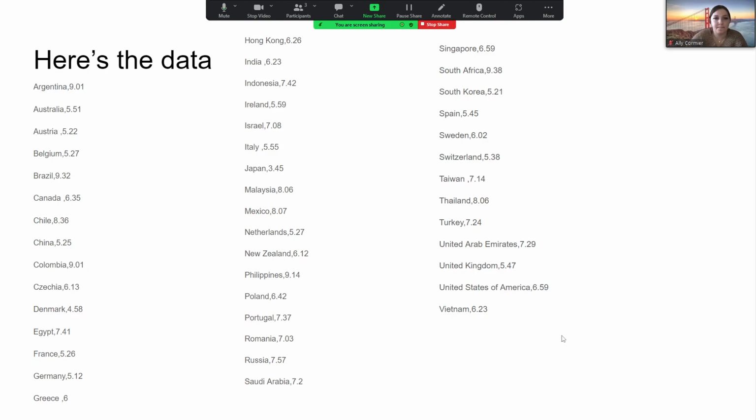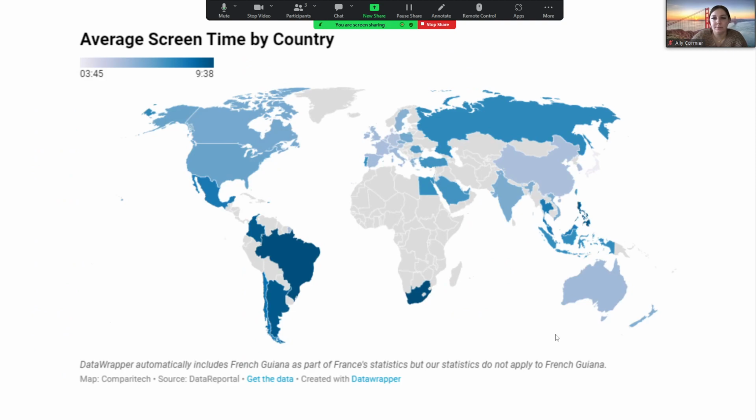But being able to plug this into a graph, or let's say we take a map of the world and color code everything, it makes things a lot easier, right? The darker it is, the more screen time that country consumes. So you can see places like Brazil, South Africa, and the Philippines are some of the highest consumers. And some of the lowest consumers are places like Japan and Denmark. Everyone that's gray, like Greenland and these central countries, are ones that were unfortunately not part of the data set.